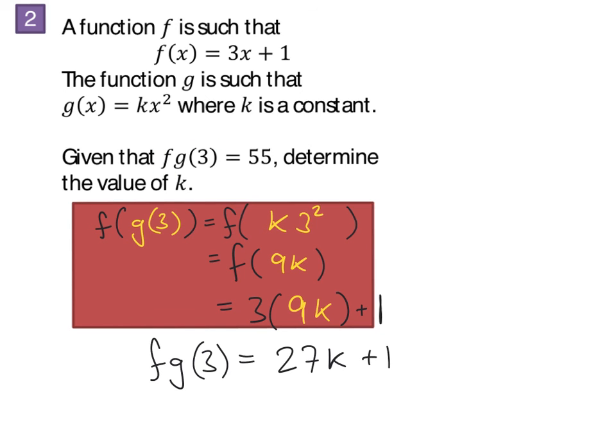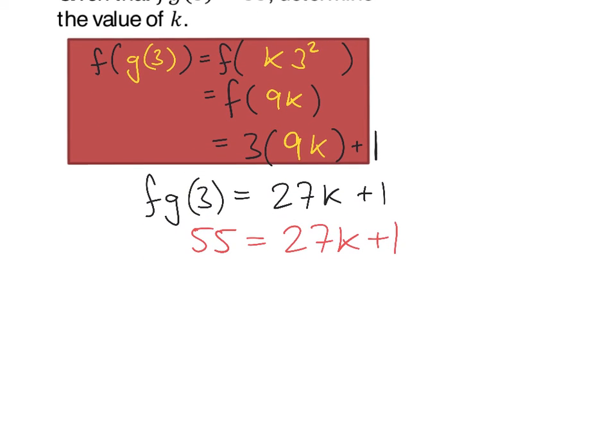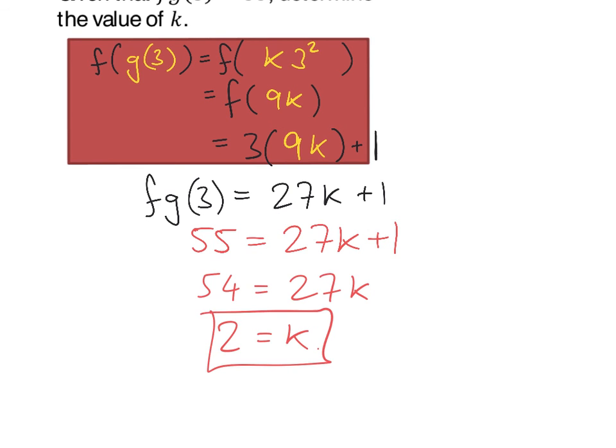f of g of 3, we are told, is equal to 55. So we're going to replace f of g of 3 with 55 because they are the same number. We've now given ourselves a nice, simple linear equation to solve, and solve it we will by taking away 1 from both sides and dividing by 27 to give k is 2, and this is the value of k.